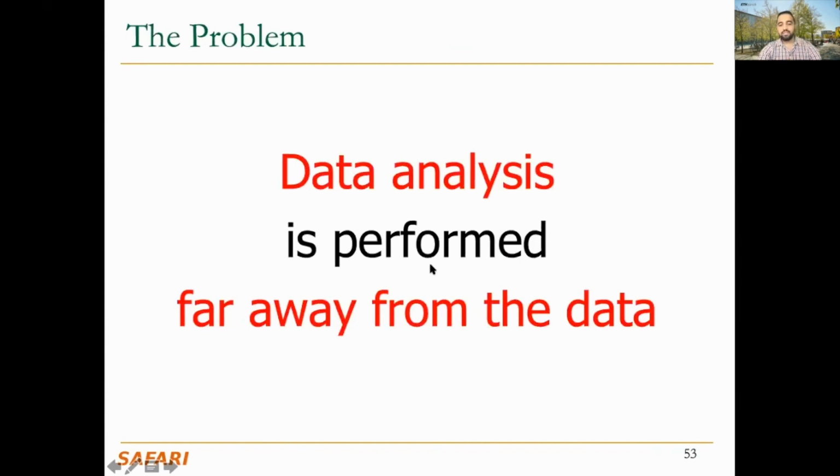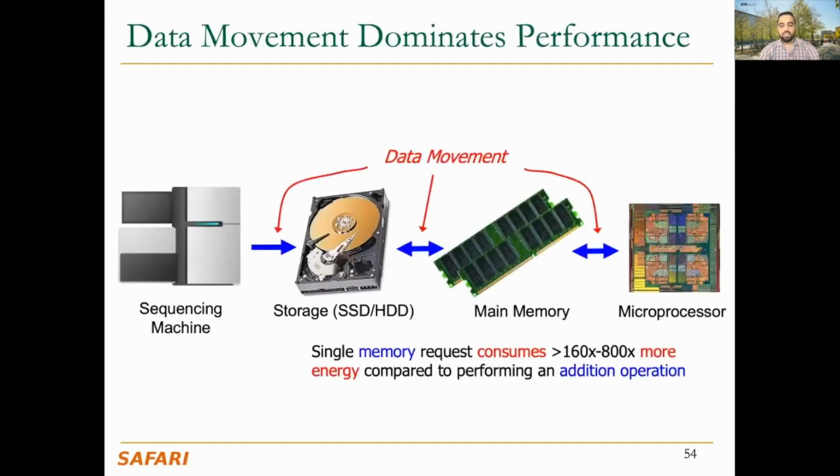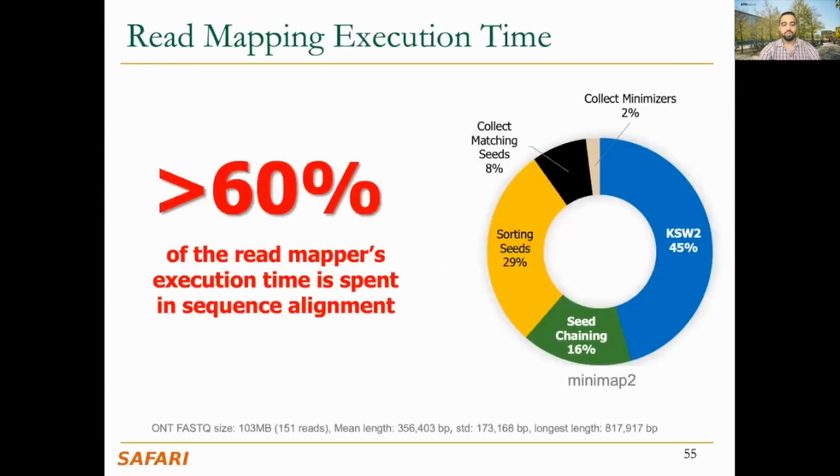The data analysis is still performed far away from the data. So you analyze even far from the sequencing machine itself. You need to move the data from the sequencer to somewhere else. And that is very inefficient. So data movement is always expensive, and it's one of the major contributors to the energy of the full system. About 60% of the full energy is spent just on data movement. You are not doing any computation, just moving the data between the components.